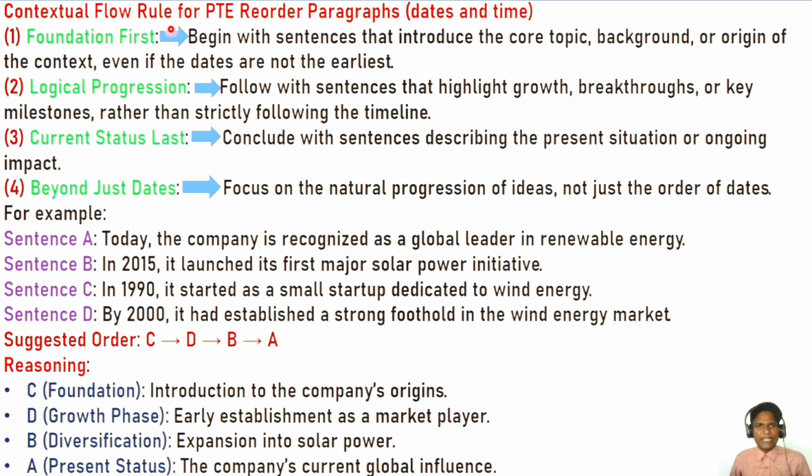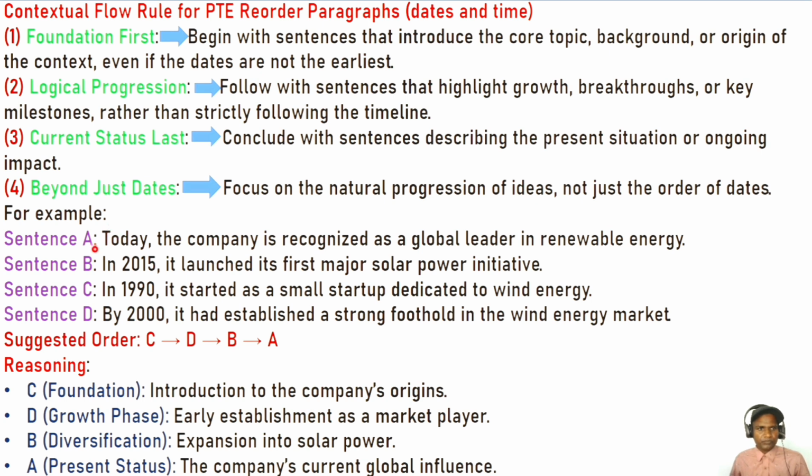Contextual flow rule for PTE Reorder Paragraphs, dates and time. Foundation first. Begin with sentences that introduce the core topic, background, or origin of the context, even if the dates are not the earliest. Logical progression. Follow with sentences that highlight growth, breakthroughs, or key milestones rather than strictly following the timeline. Current status last. Conclude with sentences describing the present situation or ongoing impact. Beyond just dates, focus on the natural progression of ideas, not just the order of dates.